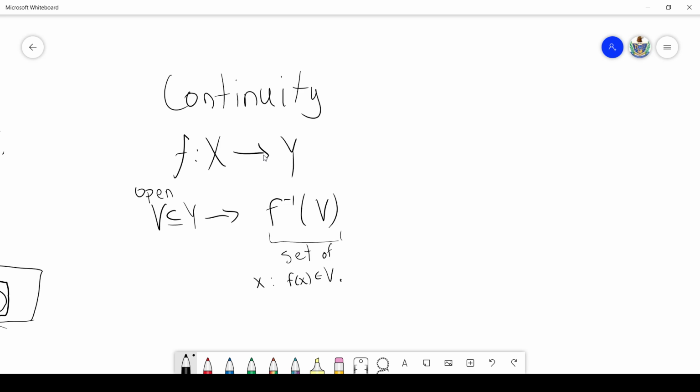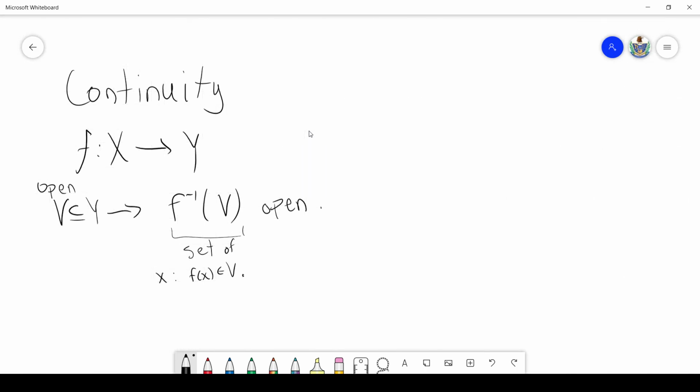So for instance, if f is not injective, it may be that there are multiple points in X which are mapped to the same point in V, but that doesn't matter. For a continuous function, we just have to have that this inverse image of V is open for any open set V in Y. Now this is the general definition of continuity.